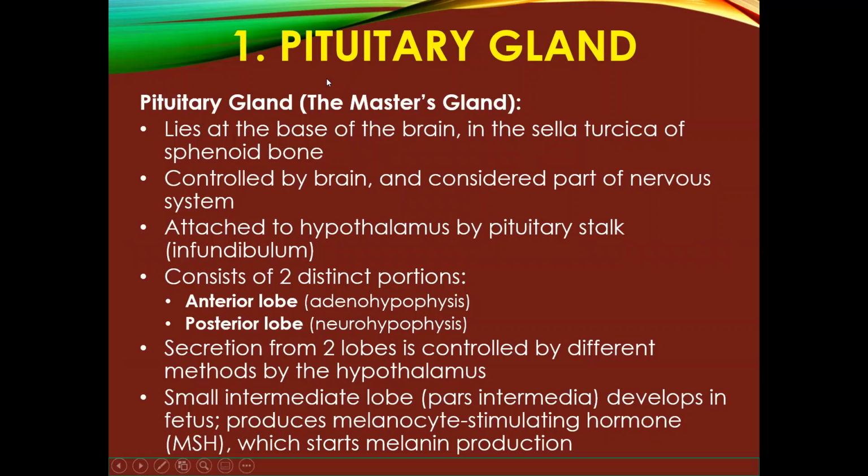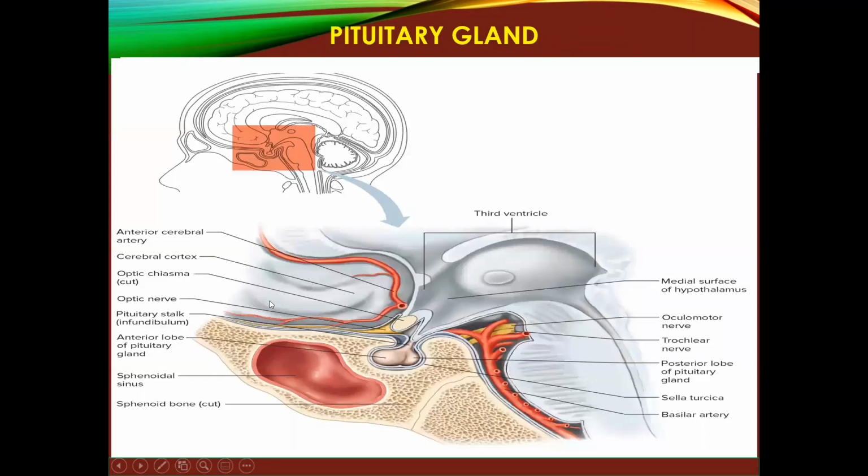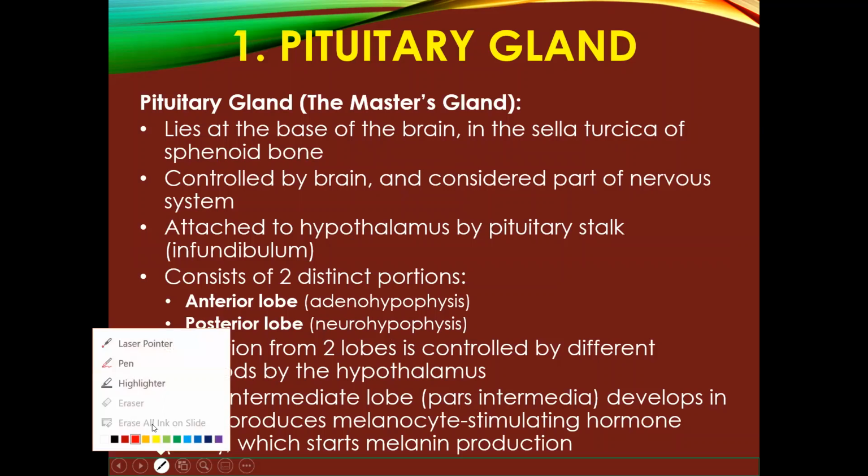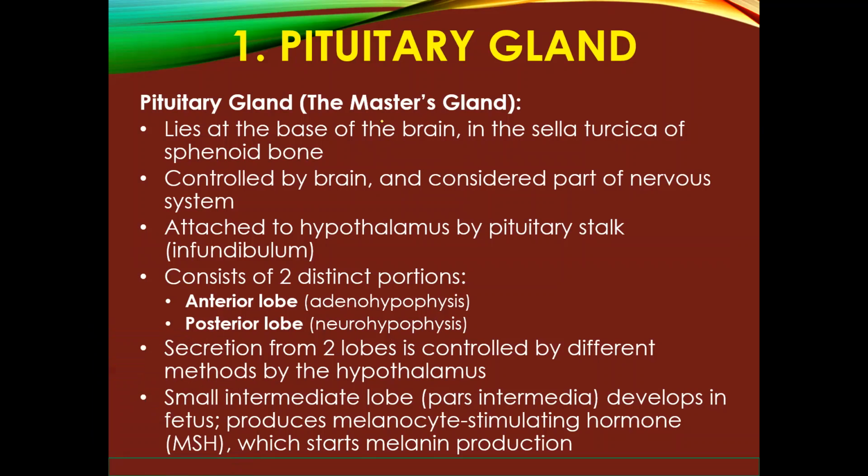We start with the first primary gland. It's called the pituitary gland. This pituitary gland is also known as the master gland. This gland produces about 7 to 9 hormones. The location of this pituitary gland is in the base of the brain, and the secretion of hormones from this gland is also controlled by the brain.